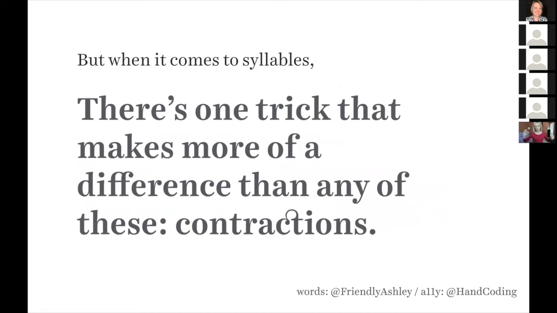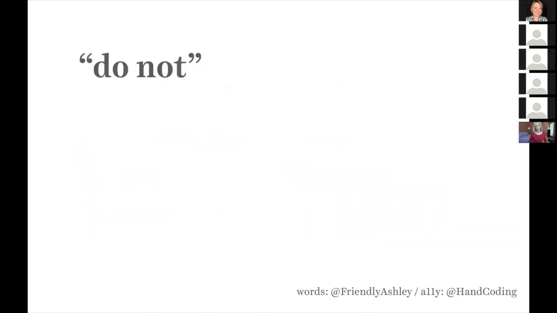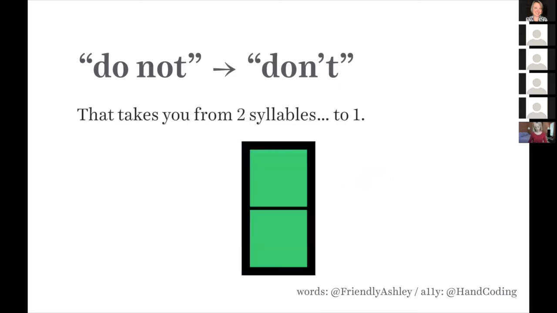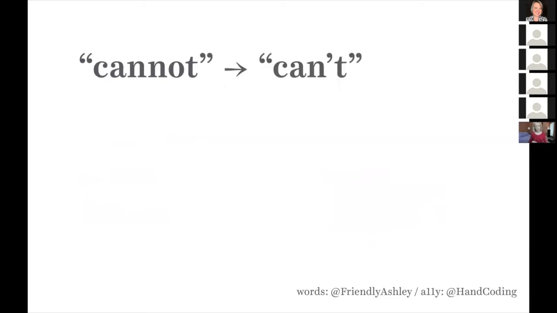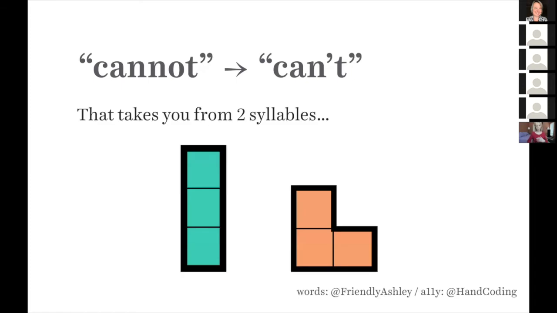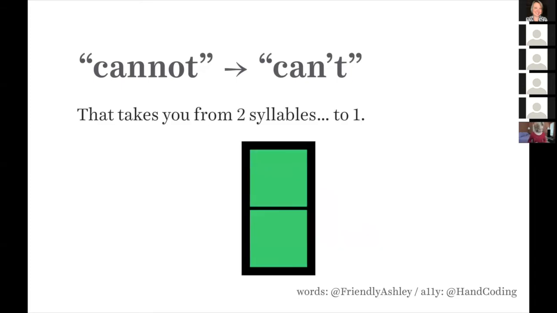Now, as you may be familiar, contractions are things like taking "do not" and going to "don't," which takes you from 2 syllables to 1, or taking "cannot" to "can't," which takes you from 2 syllables to 1.